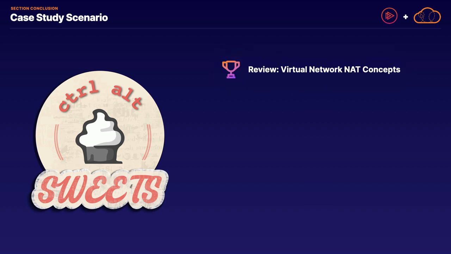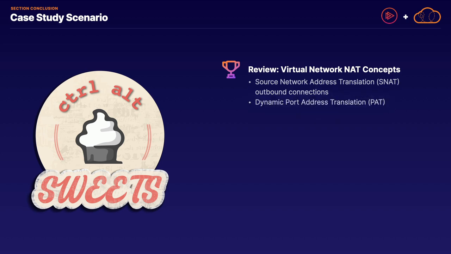What we're talking about when we're reviewing these concepts here are those concepts like SNAT for our outbound connections, the dynamic port address translation that takes place using NAT Gateway that maps those private IPs and ports to the public IP and port that is sent for outbound traffic communications from our NAT Gateway. And we're talking about the public endpoints for our NAT Gateway, such as those standard SKU public IPs or public IP prefixes, and the association of NAT Gateway and what resources it affects at the subnet level.